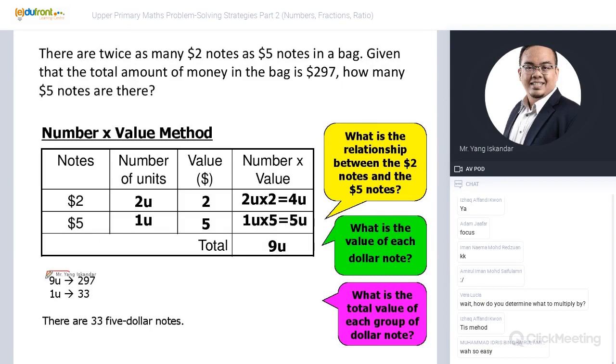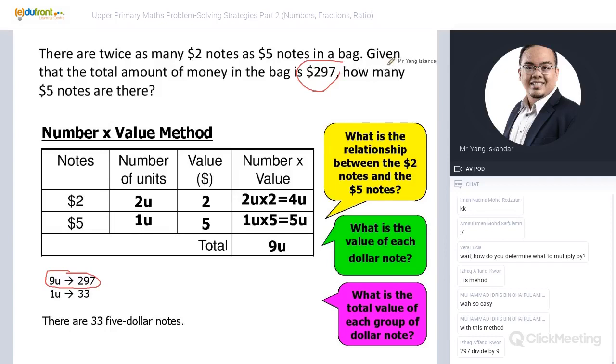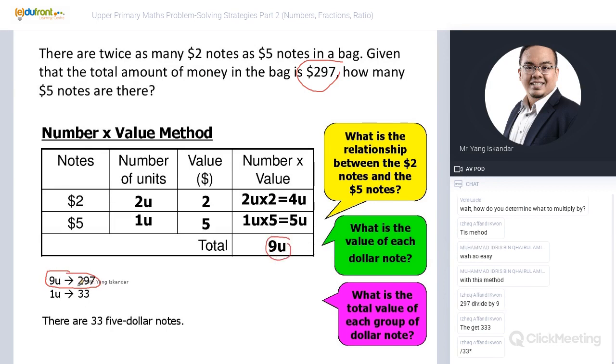Now, how do I get this? 9 units is 297. How do I get 9 units as 297? From the clue given to me. They tell me that the total amount of money in the bank is 297. And you have 9 sets here. So then we need to find 1 unit. So 9 units is 297. Divide by 9, I get 33.